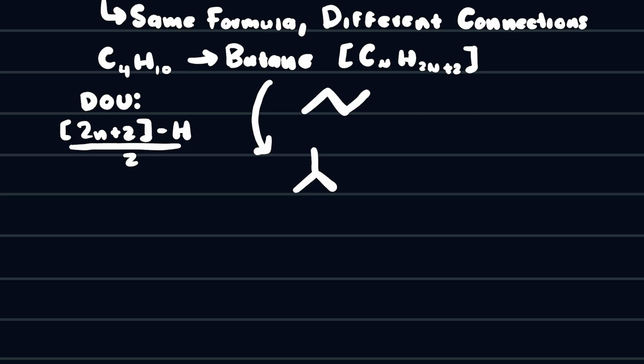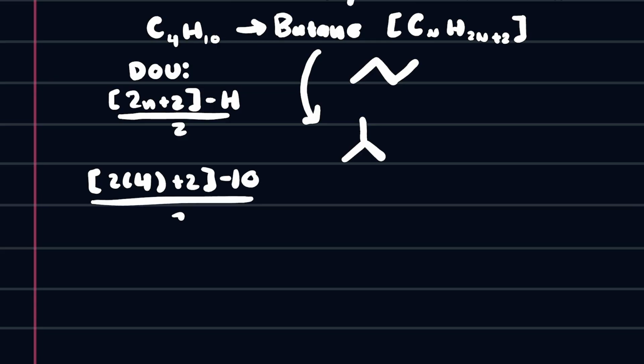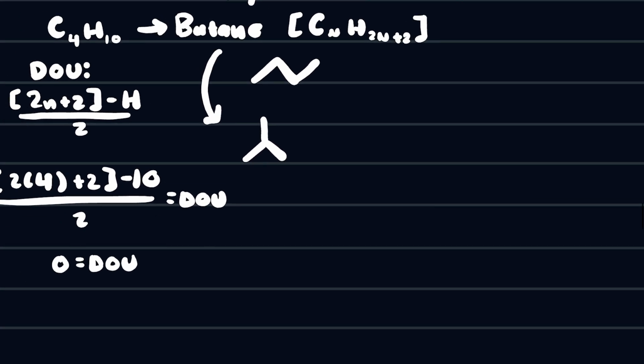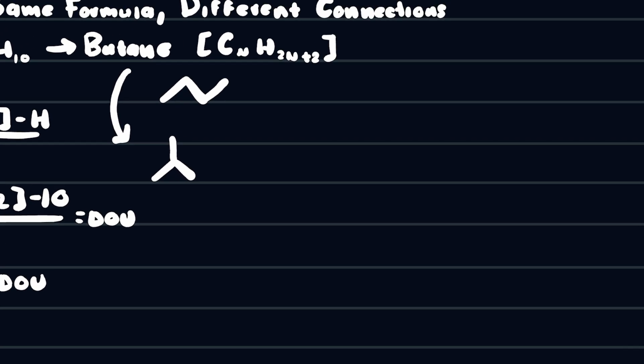It's a saturated alkane, but if you were to submit it to this test, you would get 2 times 4 plus 2 minus 10 actual hydrogens present. We get 2 times 4 is 8, plus 2 is 10. 10 minus 10 is 0, over 2, so 0 degrees of unsaturation, meaning it's a fully saturated compound. So after that, you just kind of, again, use the method I do for structural isomers.